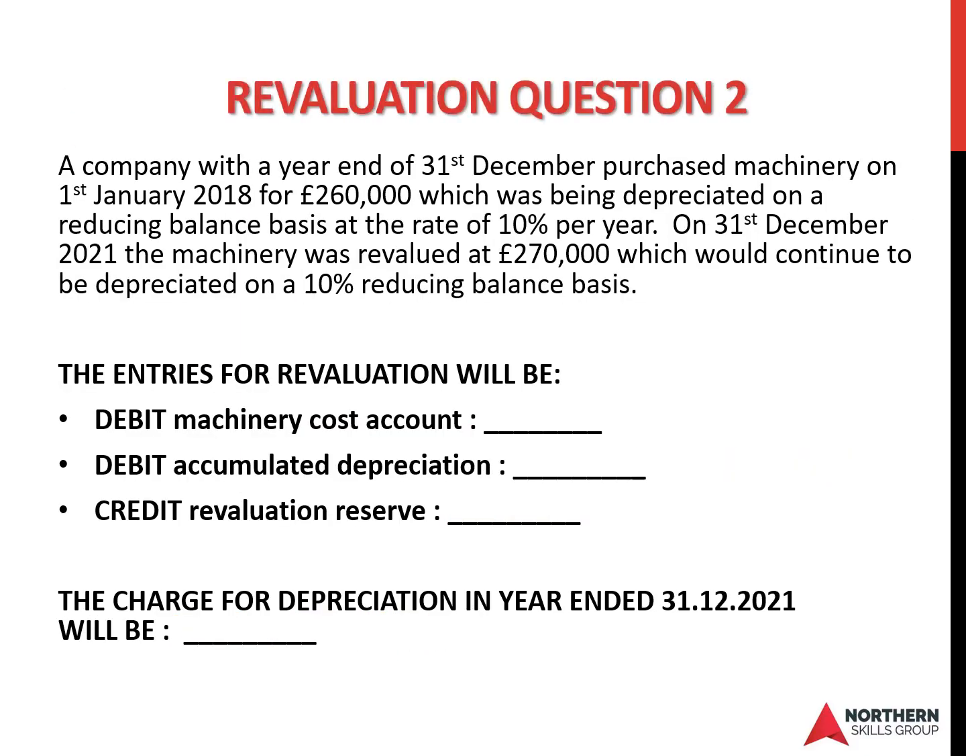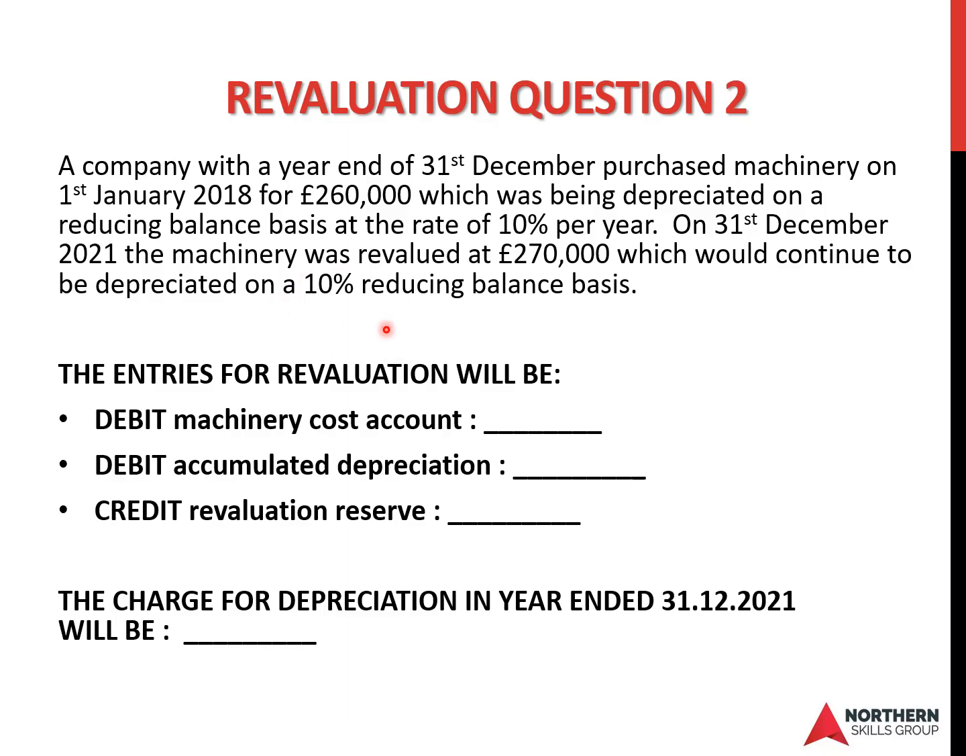So here's another revaluation question. This time, a company with a year end again of the 31st of December purchased some machinery on the 1st of January 2018, and that was being depreciated on a reducing balance basis at the rate of 10% a year. The machinery was revalued on the 31st of December 2021, so at the end of the year rather than at the beginning of the year, and at that time the machinery was revalued at £270,000, and that would continue to be depreciated at 10% on a reducing balance basis.